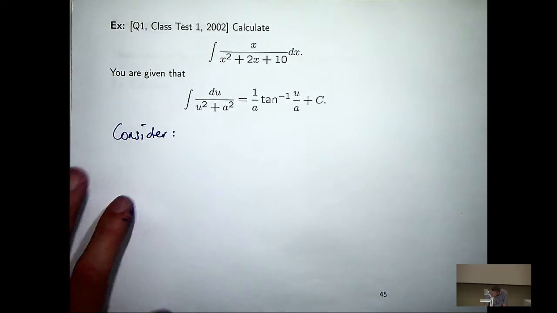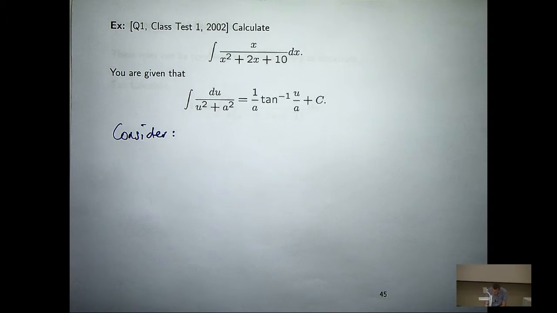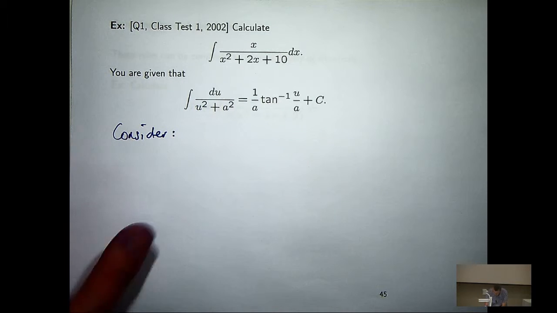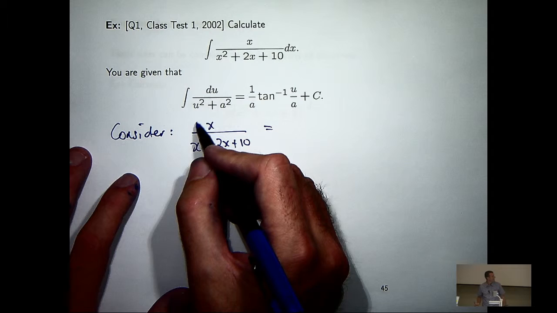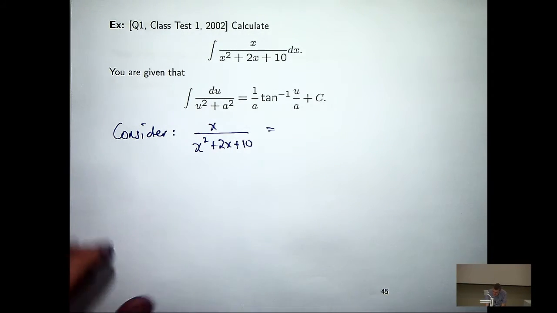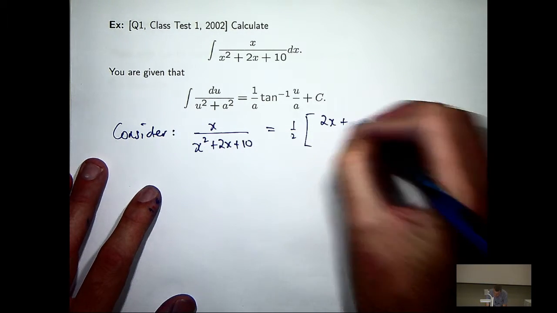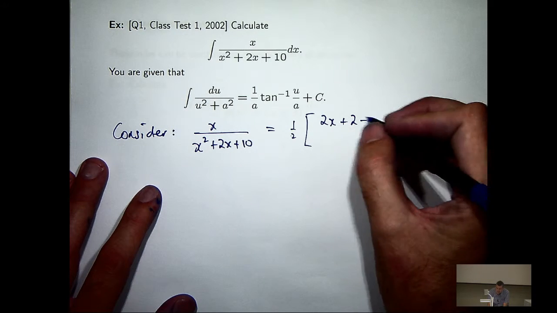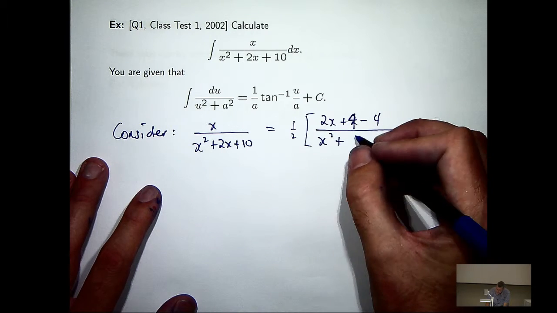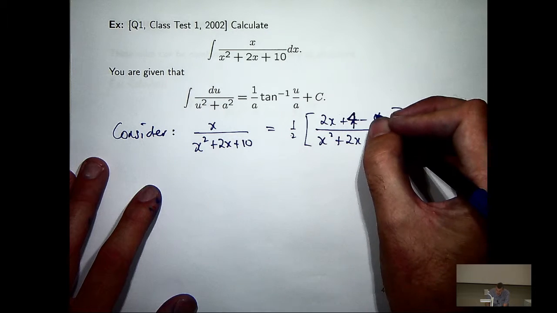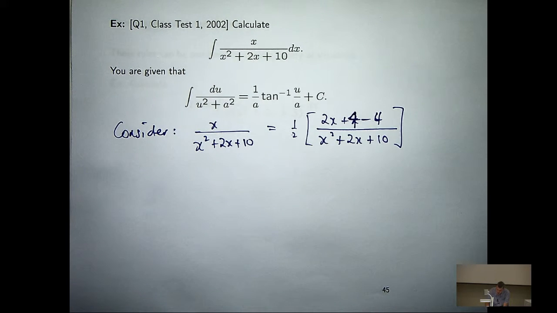is play with the numerator so I get the derivative of x squared plus 2x plus 10. So I need to turn that x into something like 2x plus 2. How can I do that? Well, what I can do is multiply by 2, divide by 2, and add and subtract. Okay, so I'm going to... I guess that should be a 4, right? Okay, so now what I can do is bracket that up and break it up.